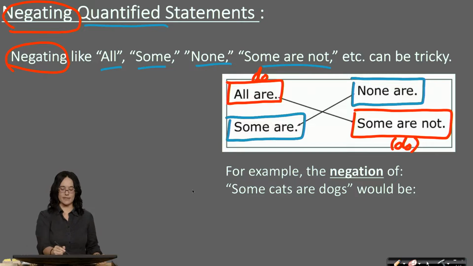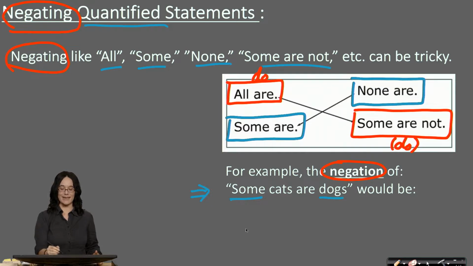So let's take a look at this sentence: some cats are dogs. Regardless of whether you think it's true or false right now, how would someone negate this statement? How would someone show that this is not true, using logic? If someone says some cats are dogs, how do I negate that quantified statement? Take a look at the notes if you need to. Pause the video to see if you write down the answer correctly.